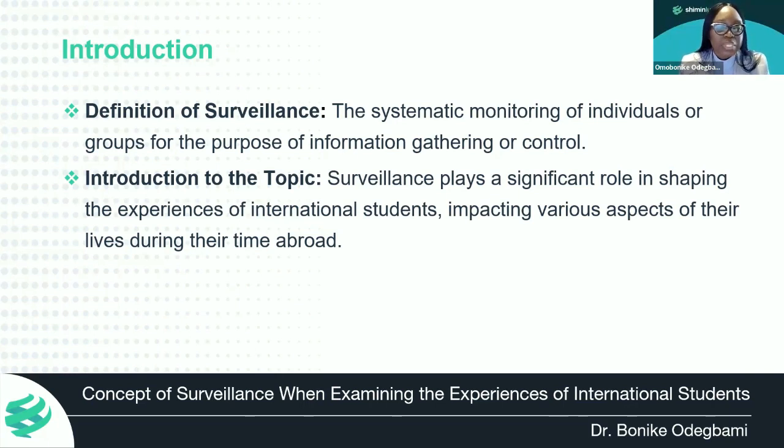So surveillance plays a significant role in shaping the experiences also of international students, and it impacts various aspects of their lives.